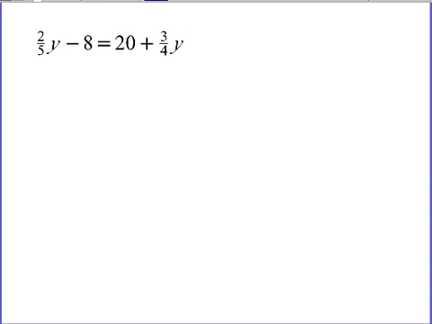Two-fifths y minus 8 equals 20 plus 3/4 y. Sometimes with fractions, the most difficult part of it is deciding which one's bigger so that I can keep everything positive. This one isn't too bad. 2/5 is obviously smaller than 3/4. So I'm going to subtract 2/5 y from both sides. Just put that straight in your calculator.